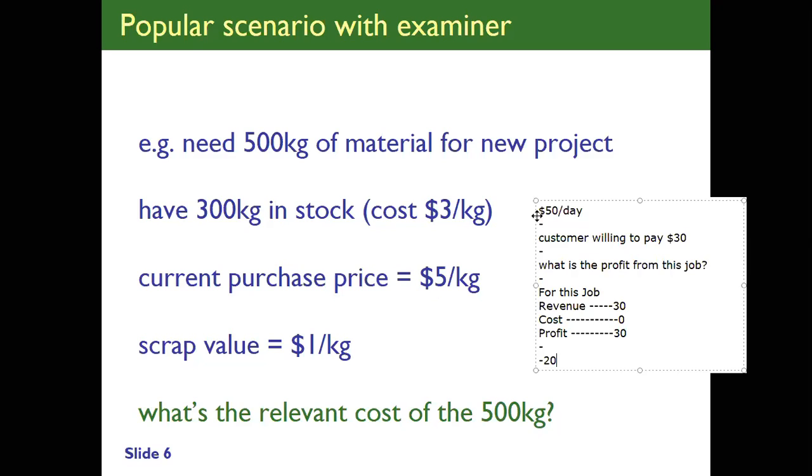Based on the relevant cost principle, when you accepted this customer order, you did not have to pay anything extra. You never spent anything more. This 50 you already had to pay before as well. So this 50 was your committed cost, your fixed cost. It's not relevant. In relevant costing, we consider the cash flows which are impacted by taking a decision. So the cash which comes in is 30 and the cash which goes out is 0. Based on relevant costing, I would say my profit is 30.